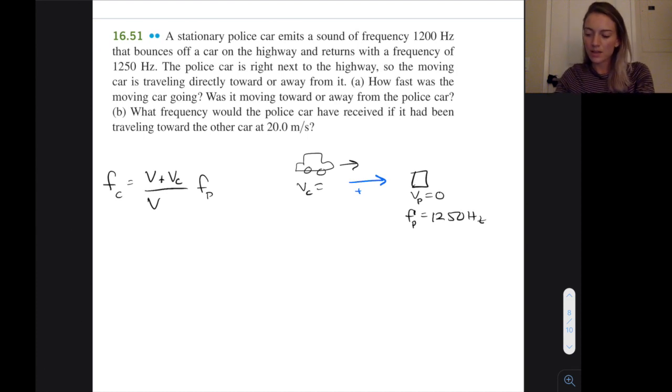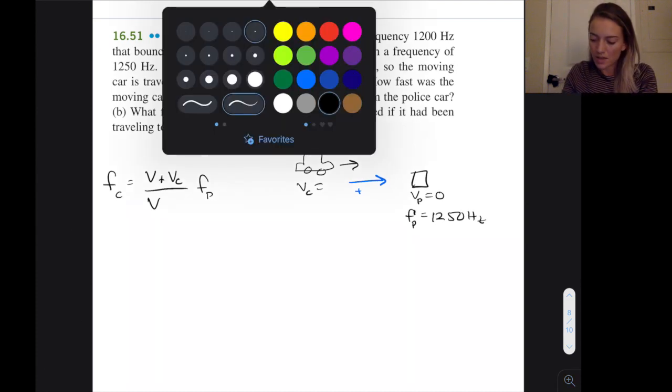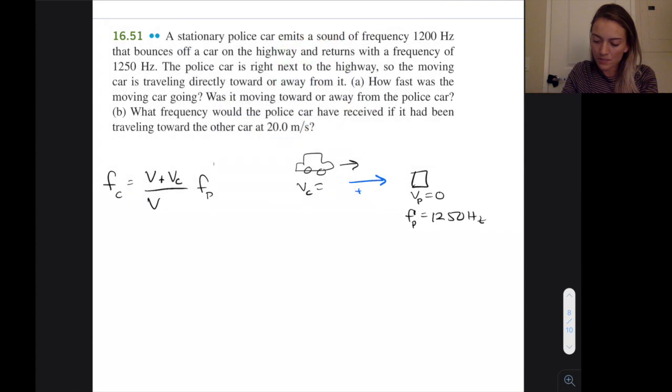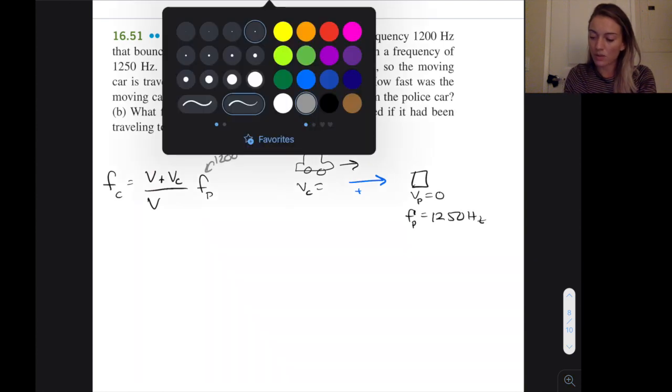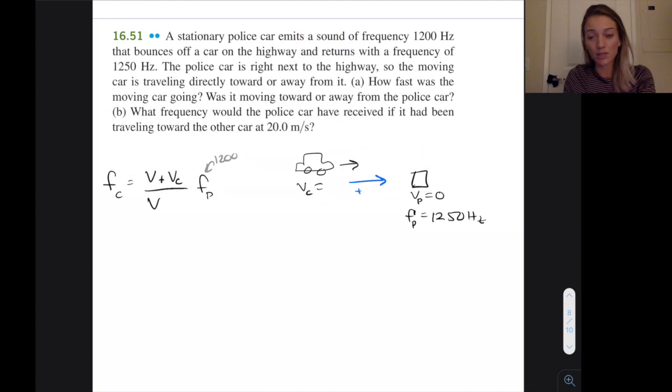So now this frequency is the 1200 that the police car emitted. This is the velocity that the car is moving at. This is the frequency that the car hears once it's been Doppler shifted from here to here. And this velocity is the velocity of sound. Now I can write another Doppler shift where the car is the source and the police officer is now the listener, because he's listening for that sound back.